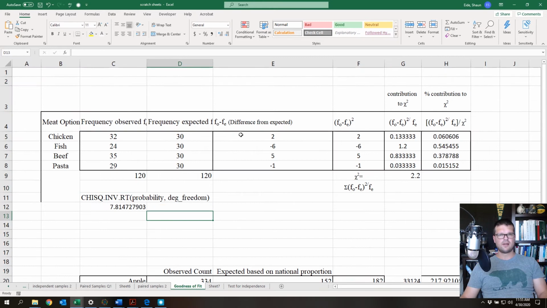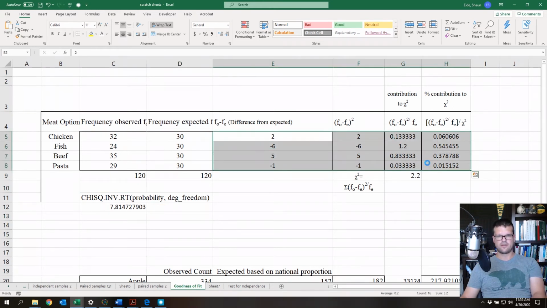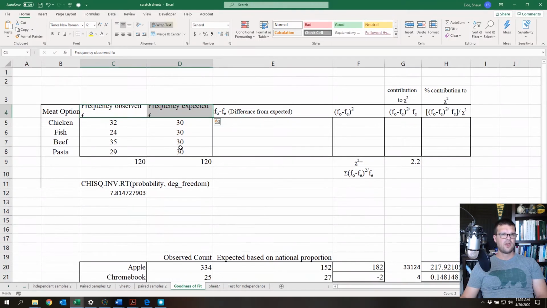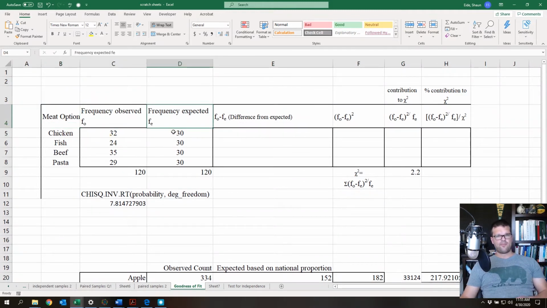You're going to see something that looks like this. Just this. This is all the data that you have. You have no more data than this. 32, 24, so on and so forth. That is your observed frequencies and your expected frequencies. And just from these two pieces of information, you have the ability to derive everything else.